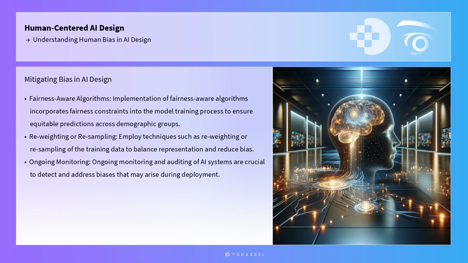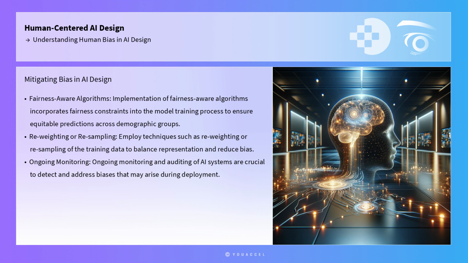Mitigating bias in AI design requires a multifaceted approach. One strategy is the implementation of fairness-aware algorithms, which incorporate fairness constraints into the model training process. These algorithms aim to ensure that the model's predictions are equitable across different demographic groups. For instance, employing techniques such as reweighting or resampling of the training data can help balance the representation of different groups, thus reducing bias. Additionally, ongoing monitoring and auditing of AI systems are crucial to detect and address biases that may arise during deployment.